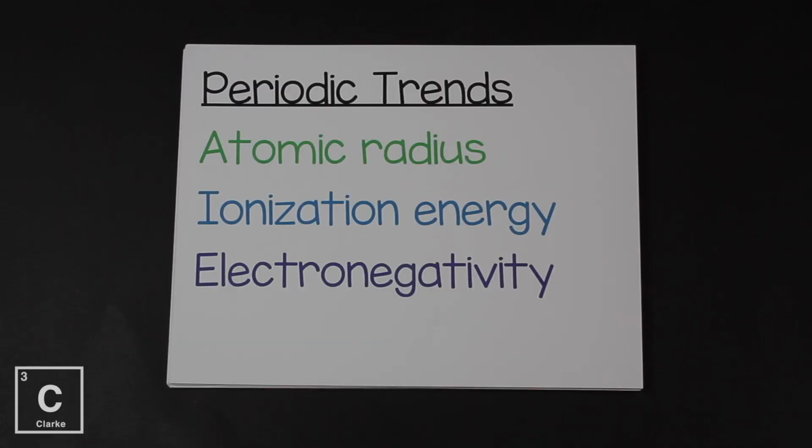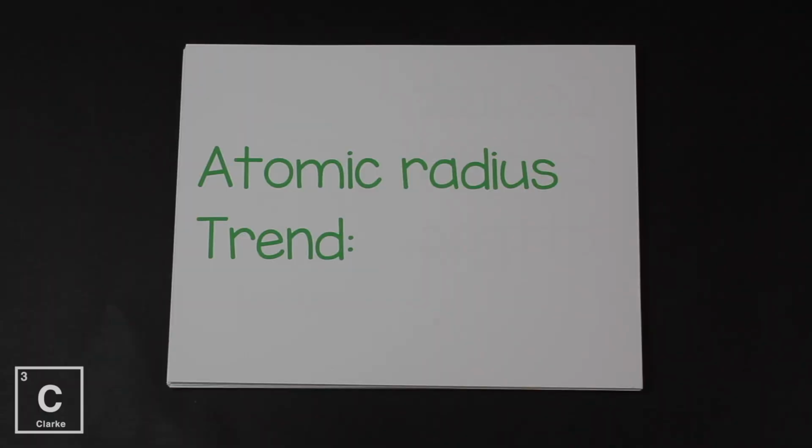Let's start talking about periodic trends. The three periodic trends that we're going to talk about are atomic radius, ionization energy, and electronegativity. We're going to talk about each one of these. We're going to get its definition, see the trend on the periodic table, and try to understand why each trend is as it is. The first periodic trend we're going to talk about is the atomic radius.